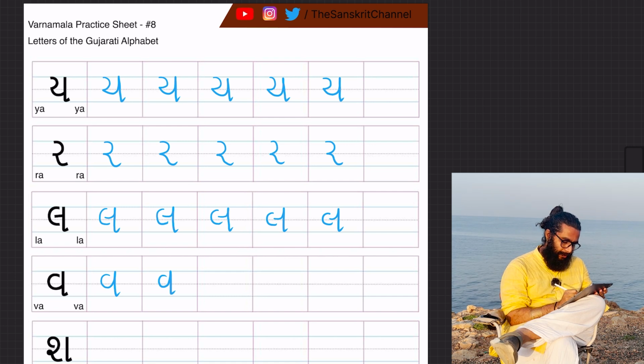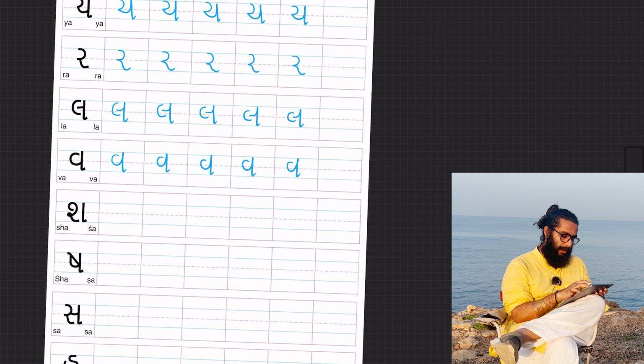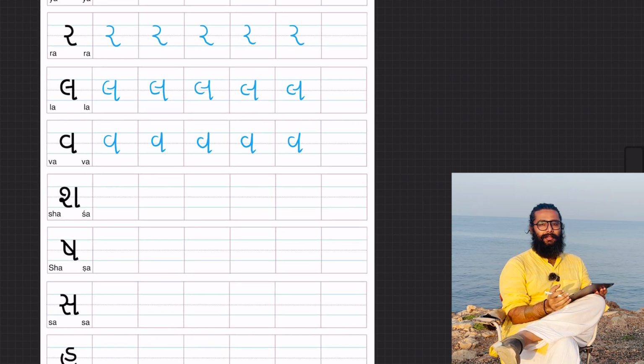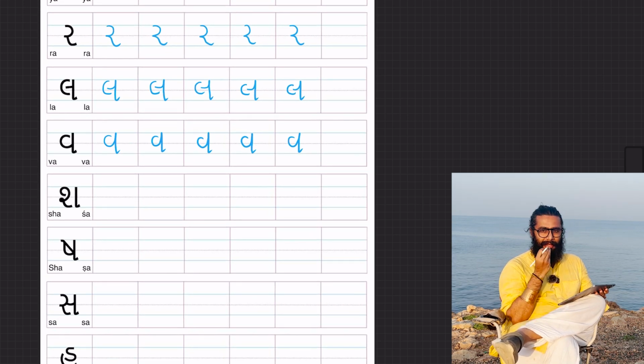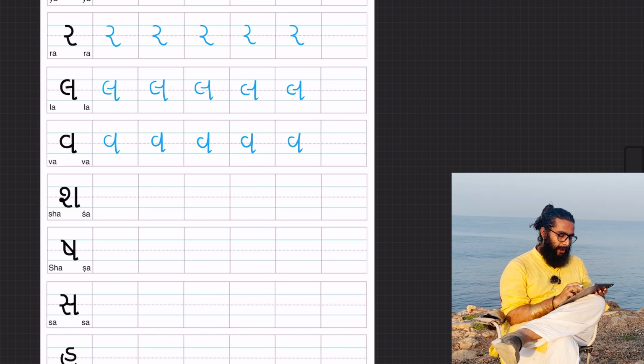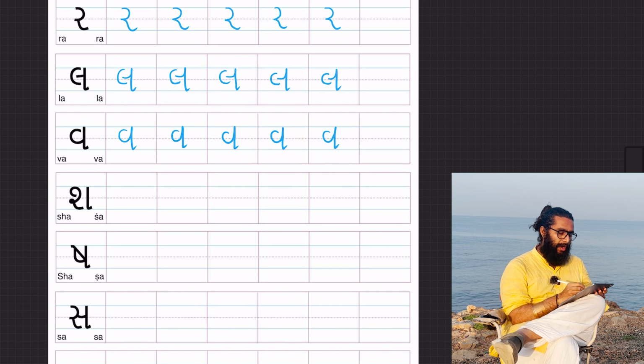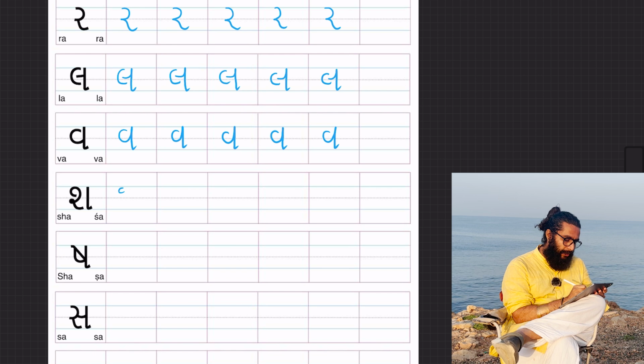Va. Va. Va. Va. These next three consonants, which are uttered by an expulsion of air, sha, sha and sa, need to be paid close attention to, especially how to utter them. The first one, which is a slightly thick sha, is written like this.